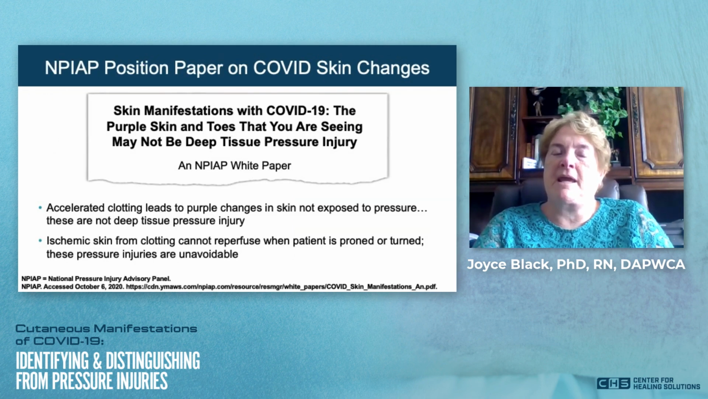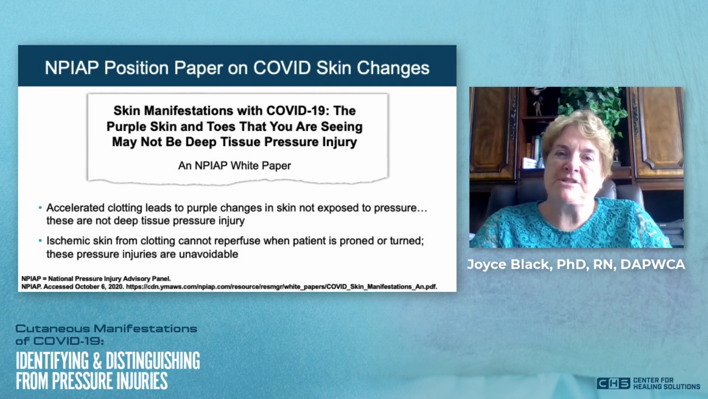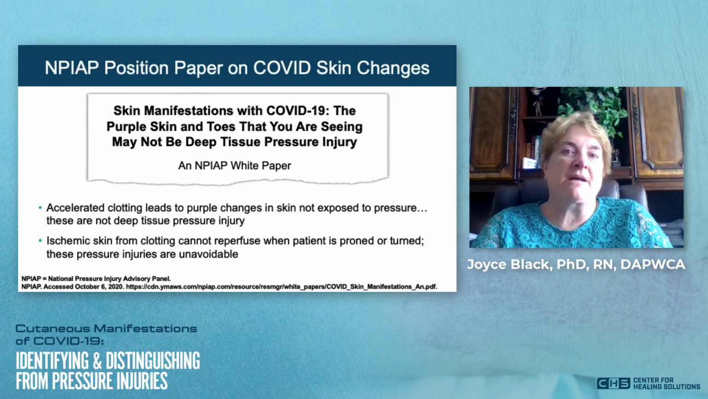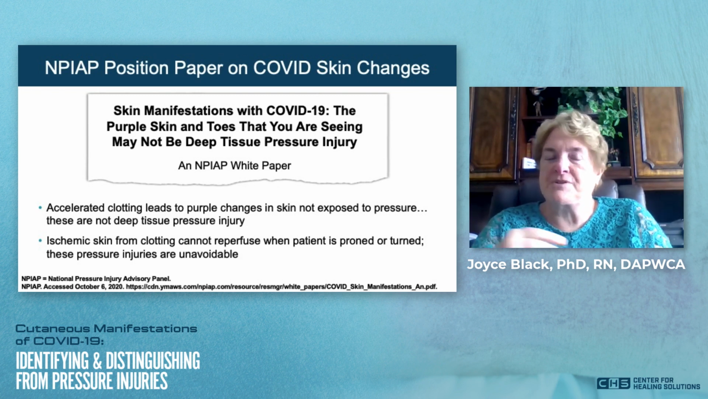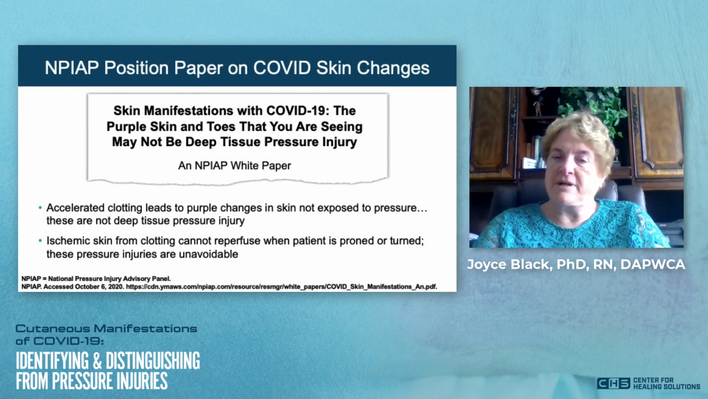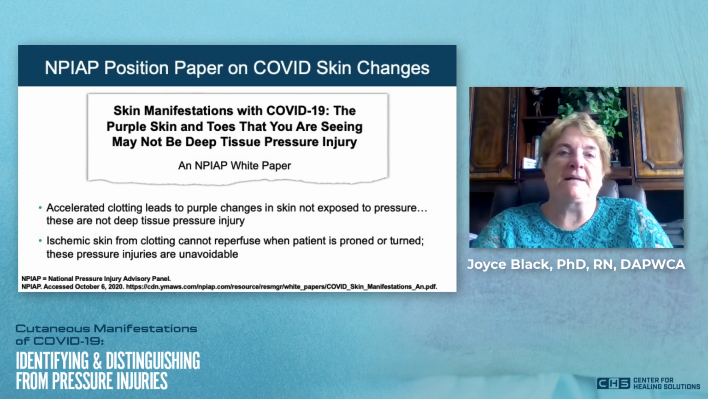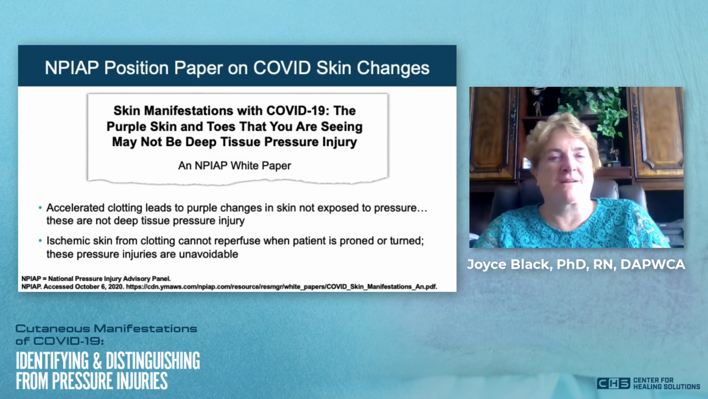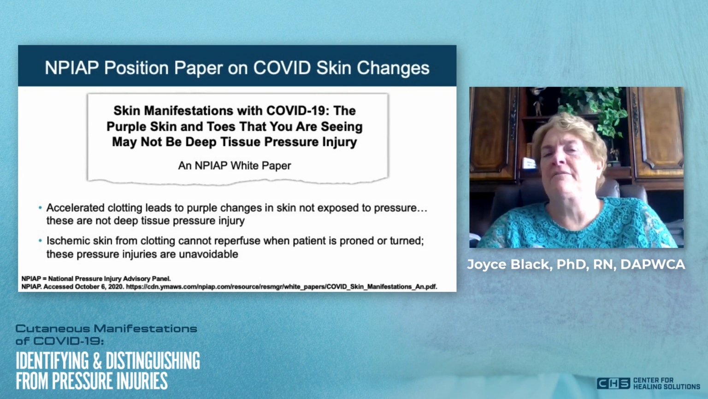So NPIAP came out with a couple of position papers on COVID. One is the position paper on trying to help you distinguish skin lesions from the ischemia and emboli that occur in COVID-19 from deep tissue injury, and the paper actually has some biopsies in it if you're interested in histology. This accelerated clotting is going to occur in all skin, not just skin exposed to pressure. But skin exposed to pressure that's ischemic isn't going to tolerate pressure. So that brings up this same story of unavoidability.